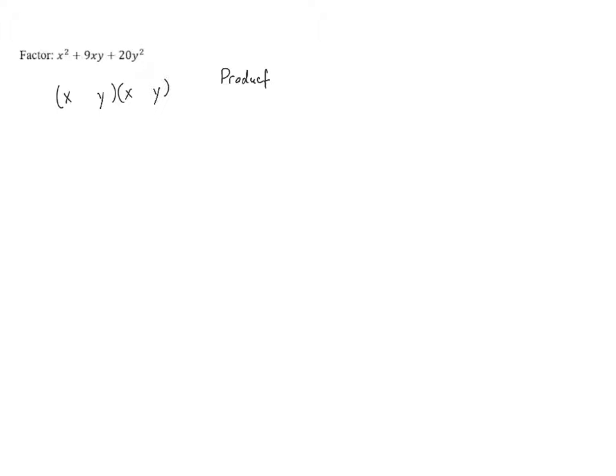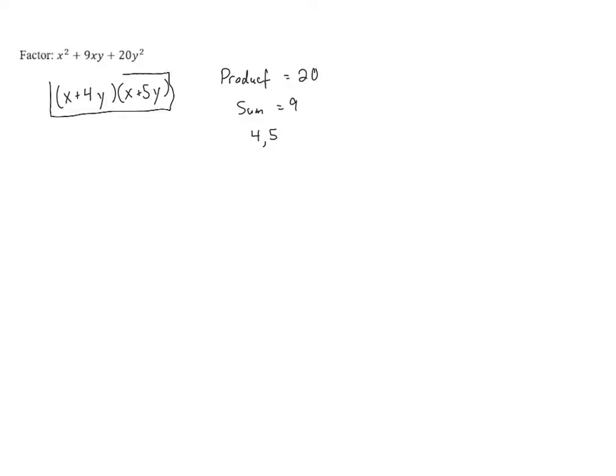We need them to have a product of 20, and then we need them to have a sum of 9. So we need two numbers with a product of 20 and a sum of 9. Those numbers are 4 and 5. But now, instead of x plus 4 and x plus 5, our answer is going to be x plus 4y and x plus 5y. Just like the problems that we looked at earlier, where we used the AC method, the binomials had x's and y's, and we're going to have the same thing here.